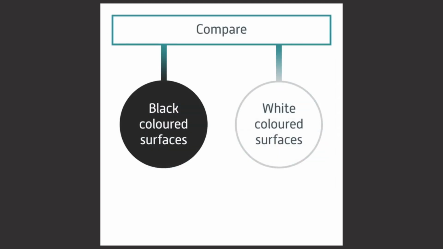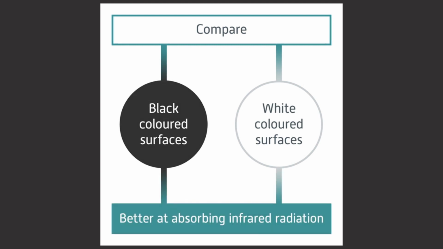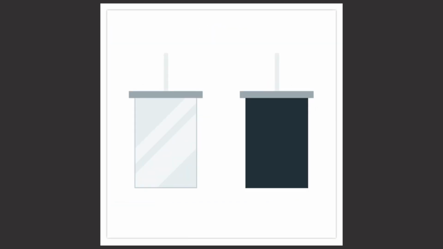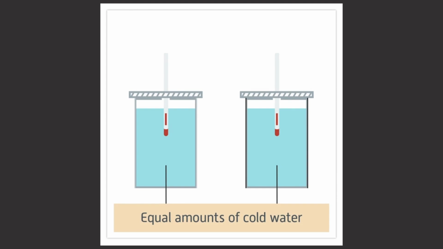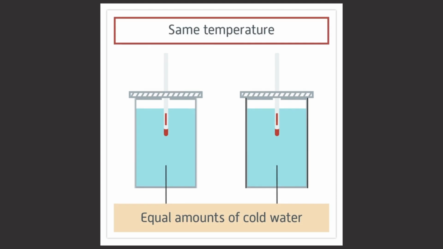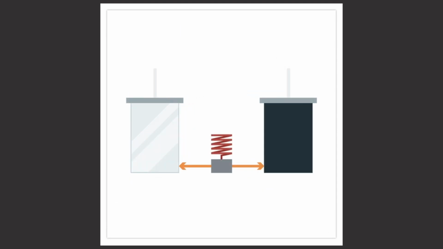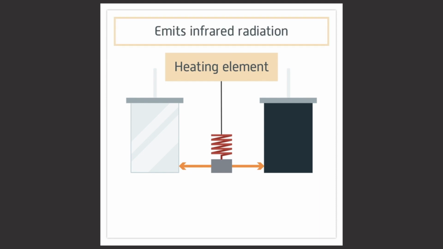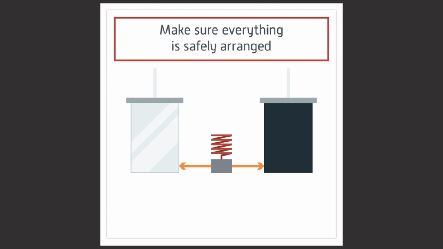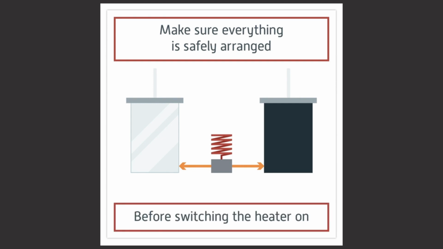In a second investigation, we will compare whether black or white-coloured surfaces are better at absorbing infrared radiation. This time, use the same two containers, one black and one white. Fill them with equal amounts of cold water at the same temperature, or do not add water, so they just contain air at room temperature. The two containers should be placed at equal distances from a heating element that emits infrared radiation. Make sure that everything is safely arranged before switching the heater on.